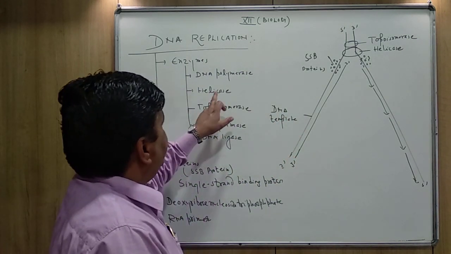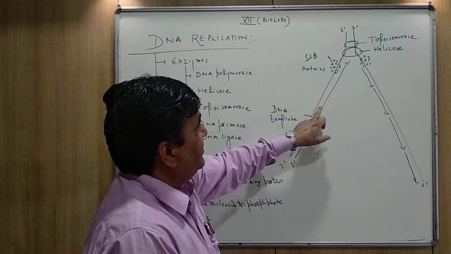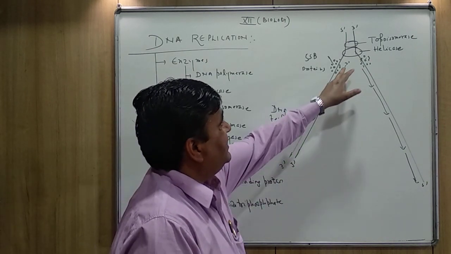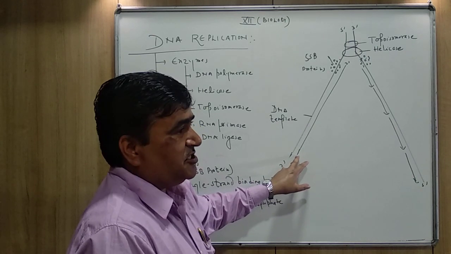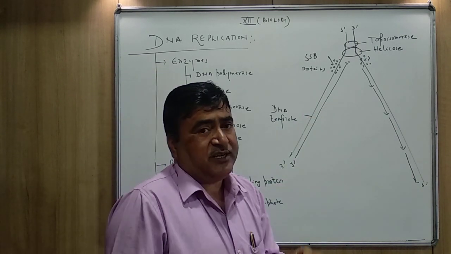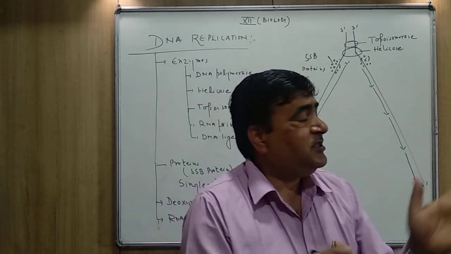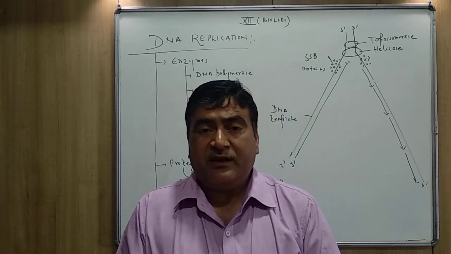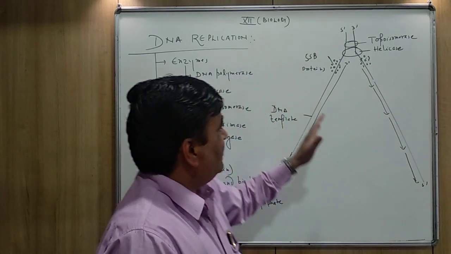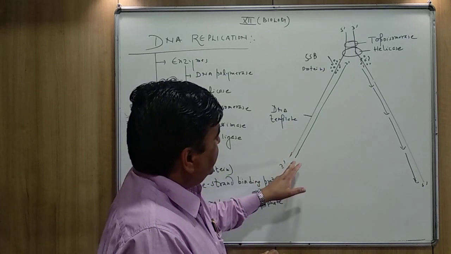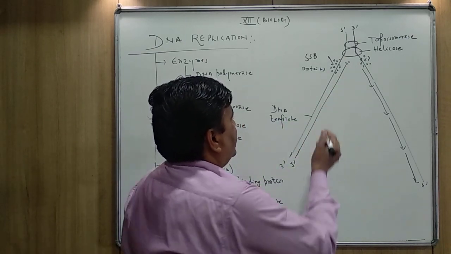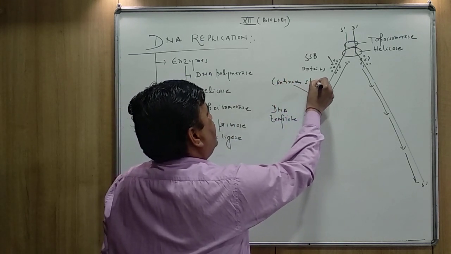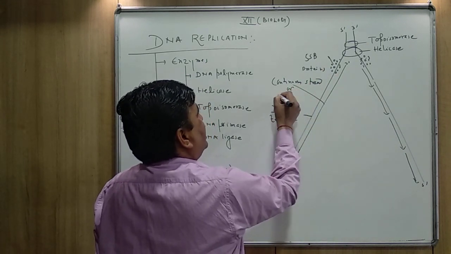You can see here the DNA polymerase synthesizes the strand on one template. On my left side you can see this is called the continuous strand, because both strands of the duplex, the double stranded DNA, are replicated simultaneously. So on one strand, the DNA replication is continuous. This is called the continuous strand, and this continuous strand is also known as the leading strand.